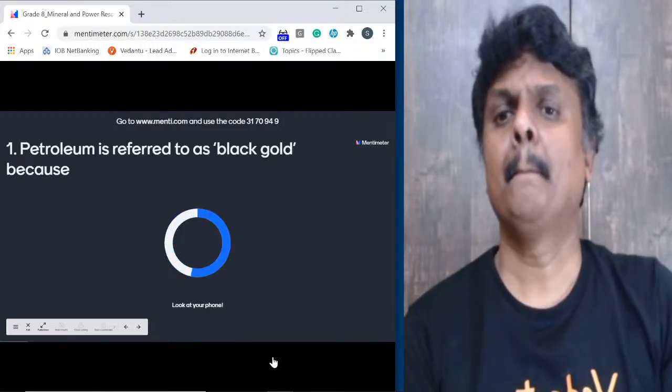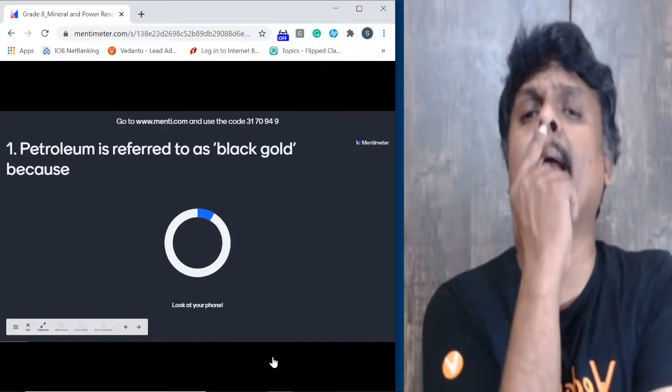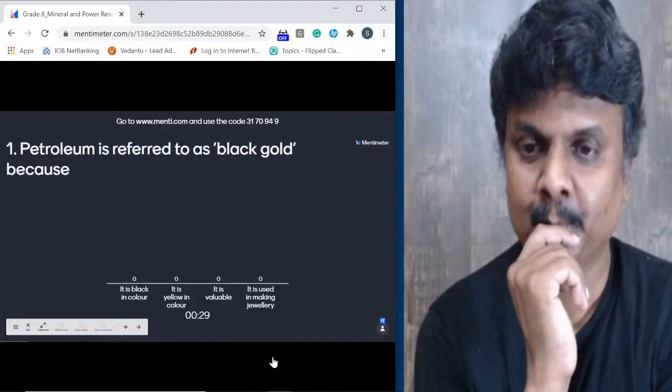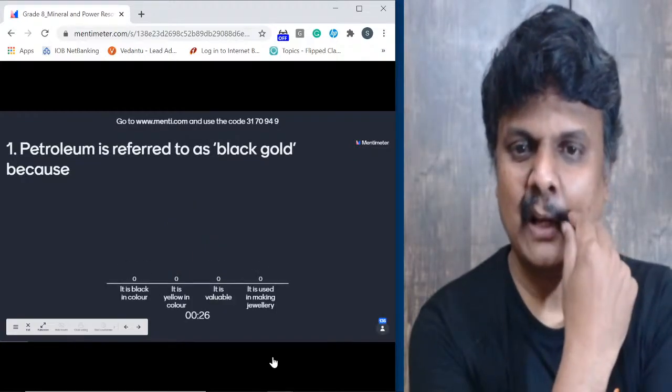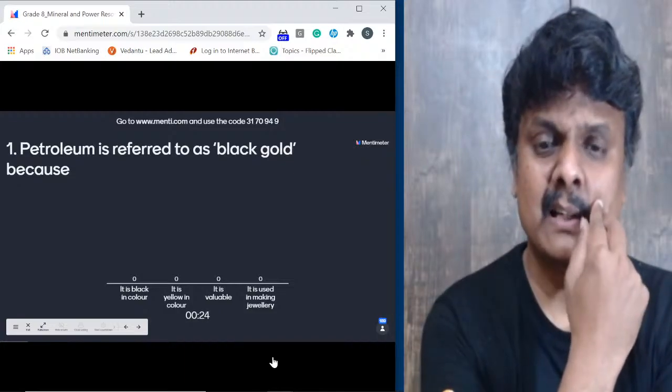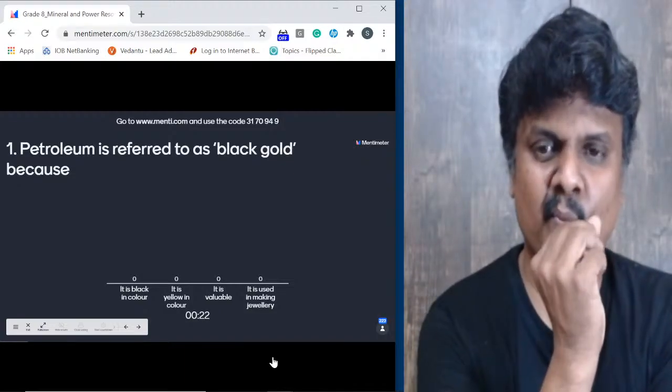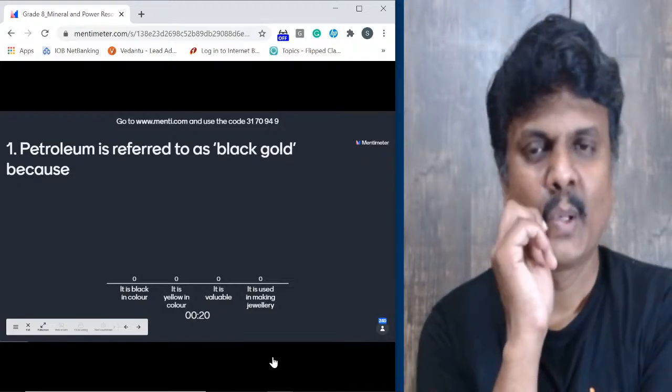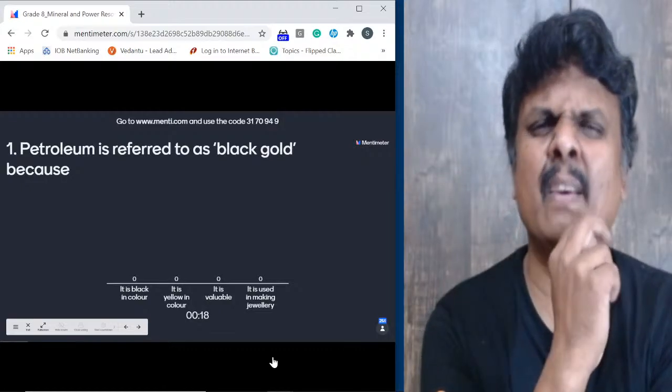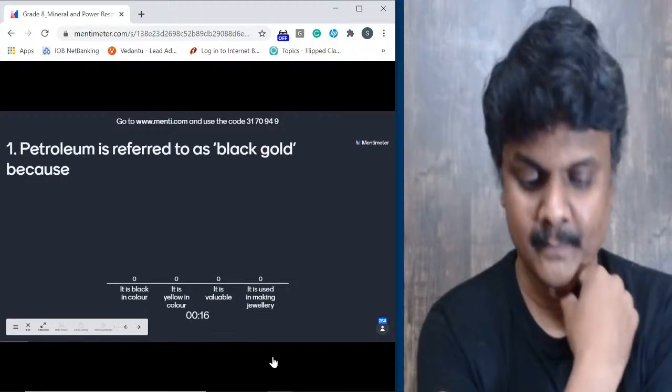Hi Rashmi. Petroleum is called black gold. Why? Black in color, yellow in color, it is valuable, it is used for making jewels. I have already given this answer to you guys. Very simple and clean.